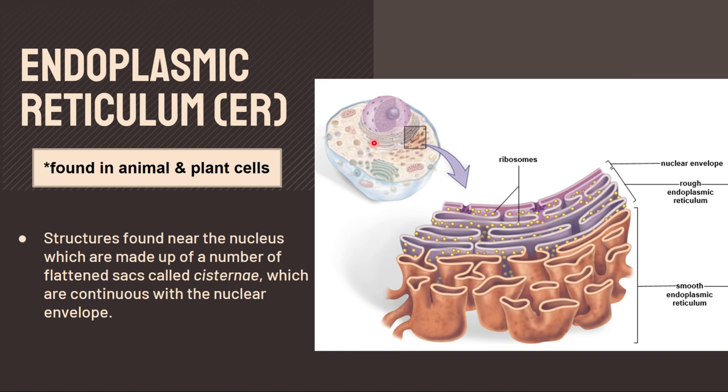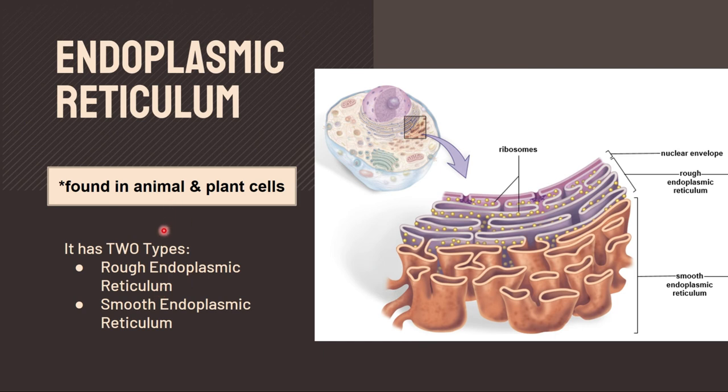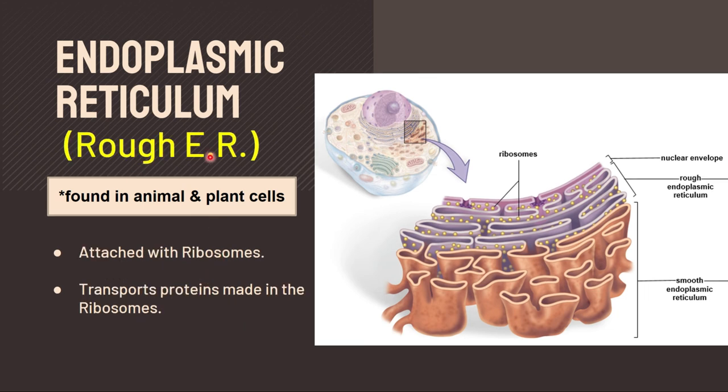As you can see here, this is our endoplasmic reticulum. It has two types: the rough endoplasmic reticulum and the smooth endoplasmic reticulum. What is the distinction between the two? The rough endoplasmic reticulum has ribosomes attached. The ribosomes are the reason this type of endoplasmic reticulum is considered rough. The ribosomes make its surface rough. The function of the rough endoplasmic reticulum is to transport proteins made in the ribosomes.